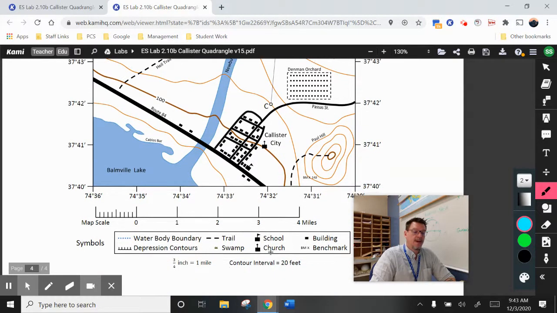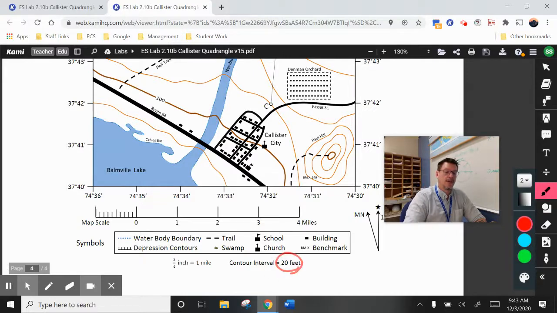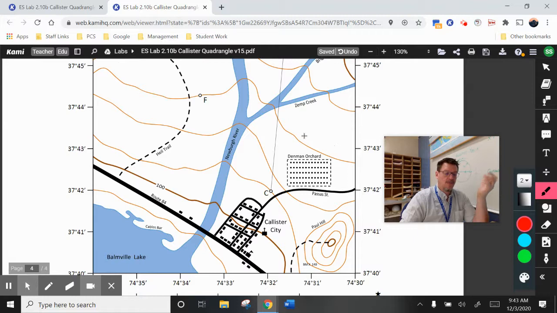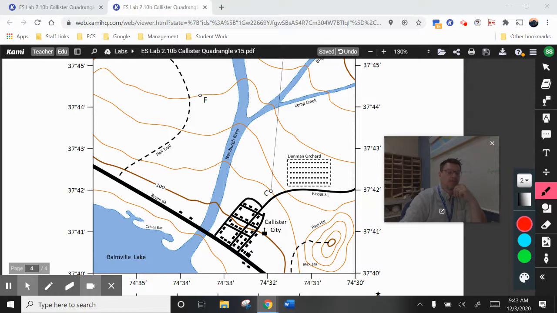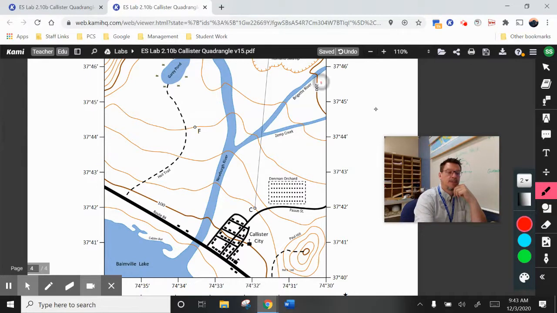Then if I look down here at the bottom of the map, the contour interval is 20 feet. So that means that each one of these lines counts by 20 feet. This one right here is 100. If I go up a little higher, here's a 200 way up here. If I count between 100 and 200 going up, this one would be 120, this one would be 140, this would be 160, and this would be 180. And then 200. So if I go down, this one here should be 80.